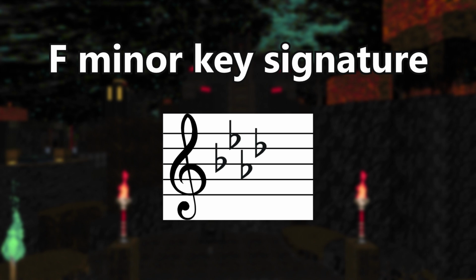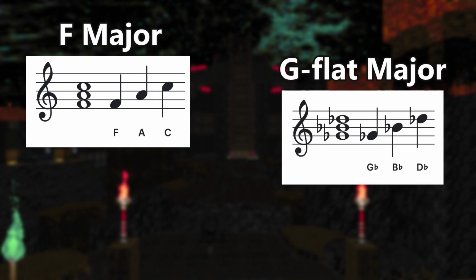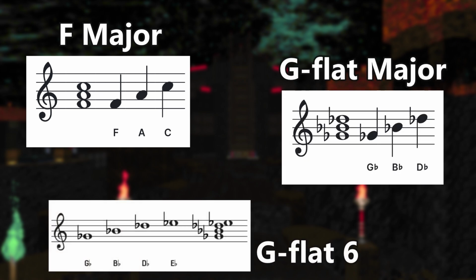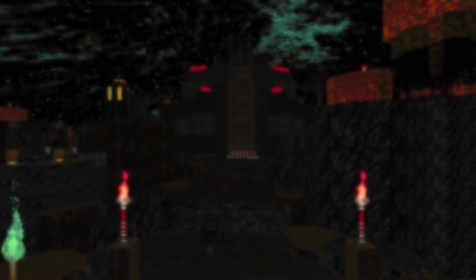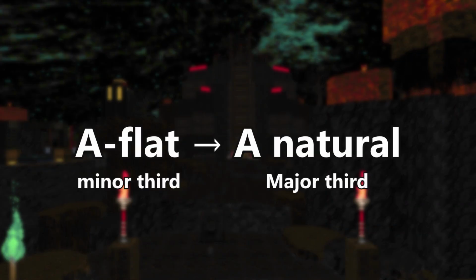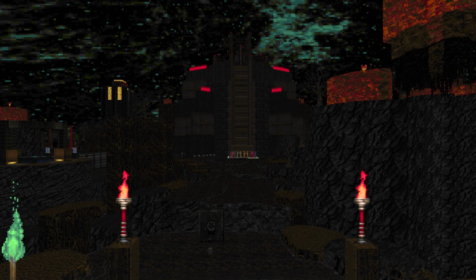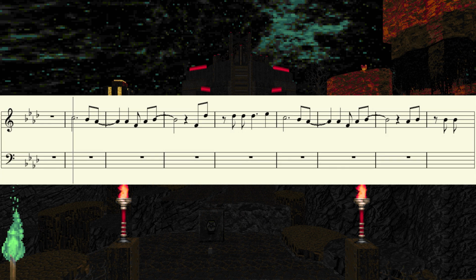Here we're in the key of F minor, but we can hear use of chords not in the key signature, like F major, G flat major, and G flat 6. On the surface, these chords all sound alike, but listen more closely and you'll notice note changes. For instance, the minor third, A flat, raises a half step to A natural to give us the major third. Additionally, we also hear instances of E flat being used in the G flat major chord.